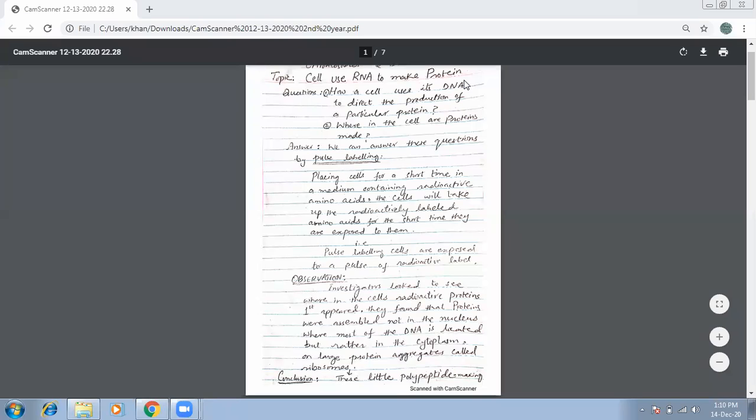These experiments were performed in the past, and the scientists were amazed to see that these amino acids were appearing in protein molecules in the cytoplasm, not in the nucleus but in the cytoplasm. It was surprising for them that DNA is the genetic material, but the process is taking place within the cytoplasm. So we will discuss in this topic how the cell uses its RNA to make protein.